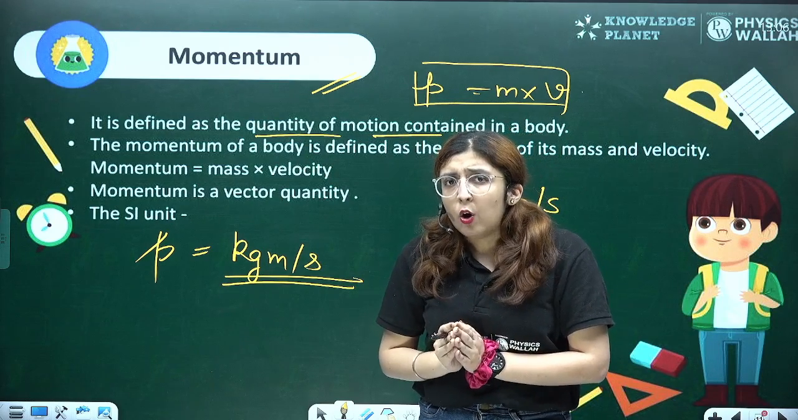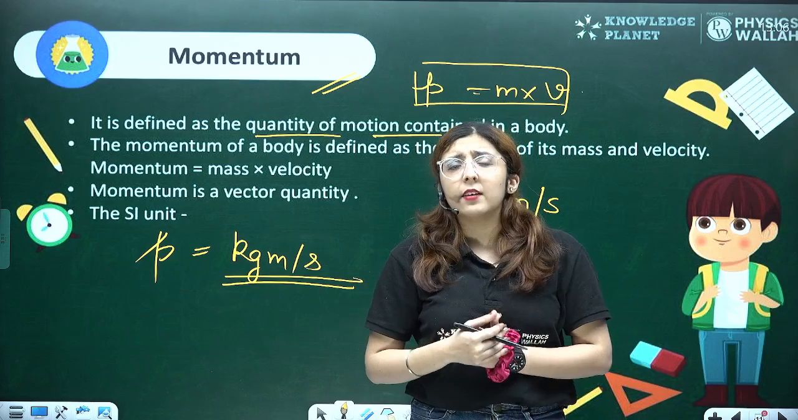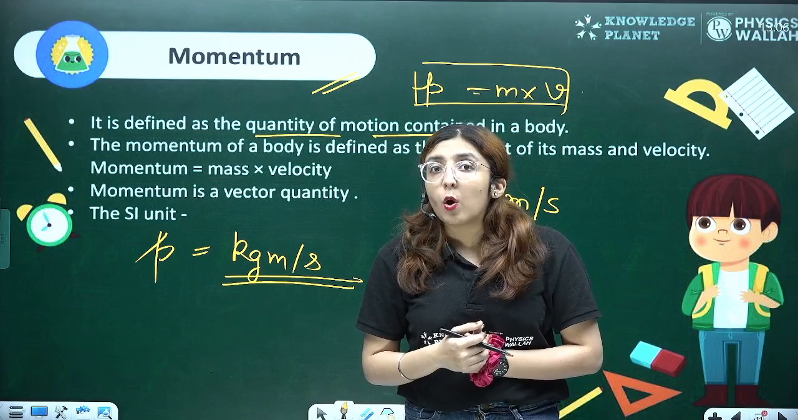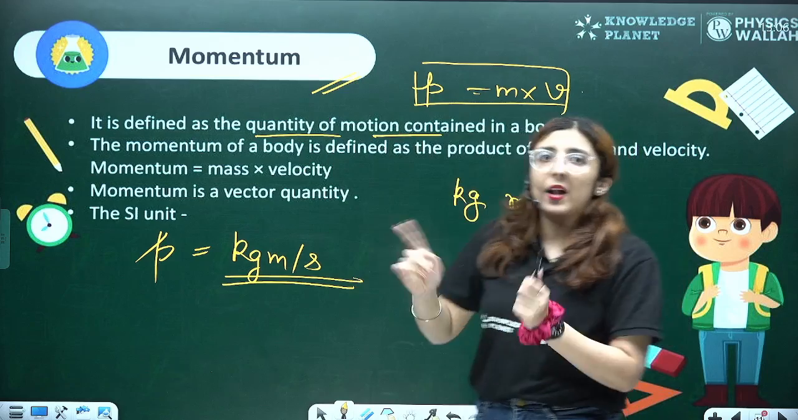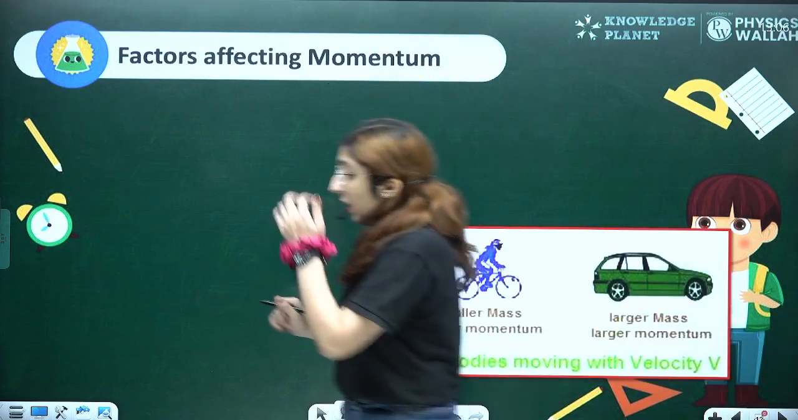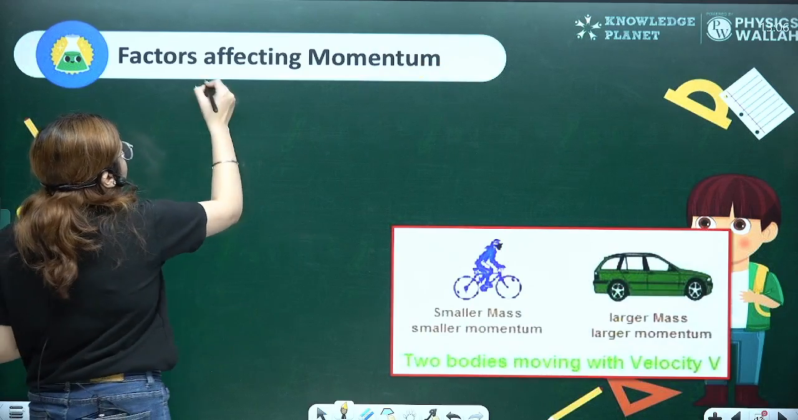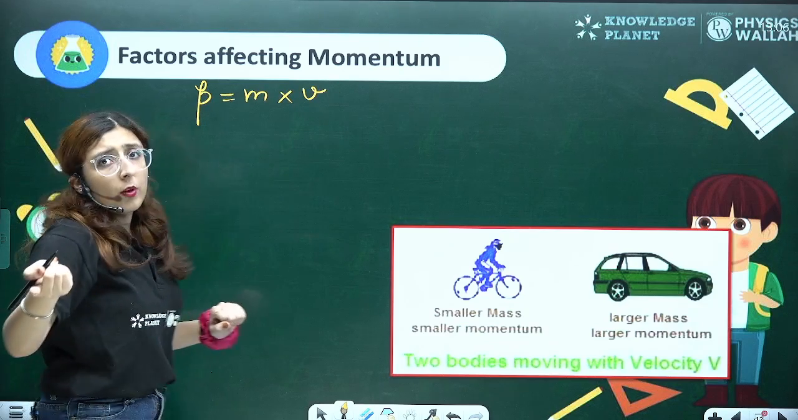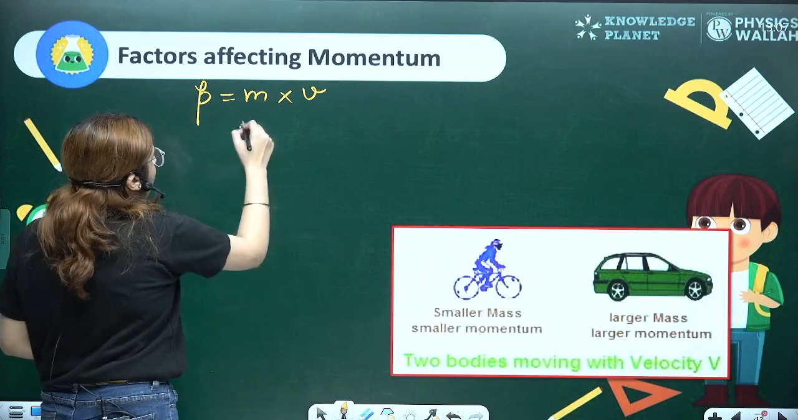Now, if you want to change the momentum, or a sudden change is rising in the momentum, how will that occur? Moreover, what are the factors on which momentum will depend? So one by one, let's see both the cases. Factors on which momentum will depend. Have a look. Momentum is mass into velocity, so in simple terms, you can say either mass or velocity. So let's talk about both of them.